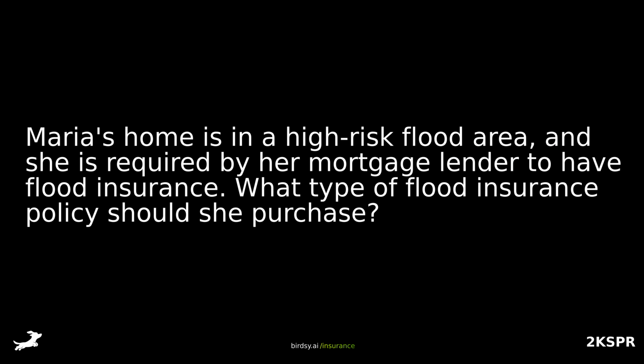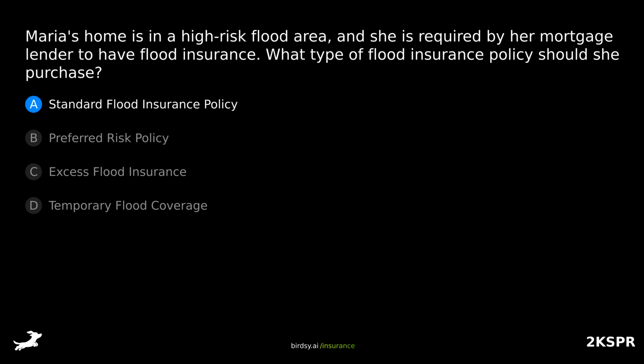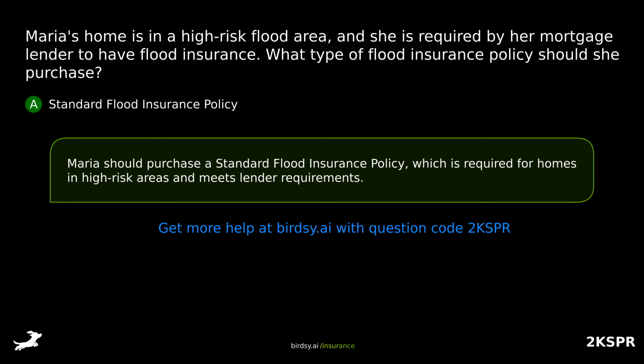Maria's home is in a high-risk flood area, and she is required by her mortgage lender to have flood insurance. What type of flood insurance policy should she purchase? Is it A, standard flood insurance policy, B, preferred risk policy, C, excess flood insurance, or D, temporary flood coverage? The answer is A, standard flood insurance policy. Maria should purchase a standard flood insurance policy, which is required for homes in high-risk areas and meets lender requirements.